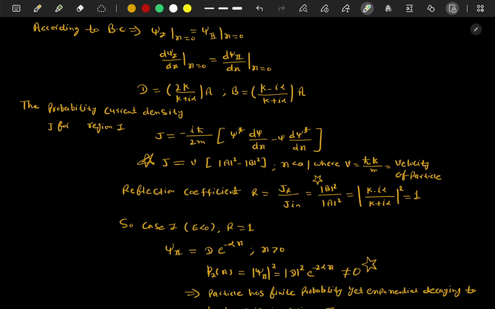Okay, thank you. Now pay attention to the upcoming part. When you apply this boundary condition, what will we have? D equals 2k upon (k plus iα) times a, and b equals (k minus iα) upon (k plus iα) times a.